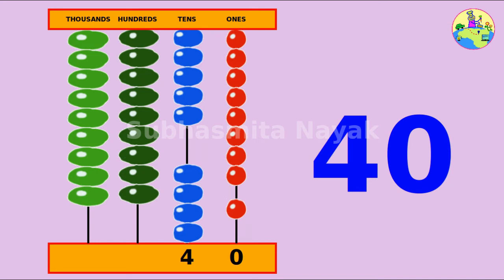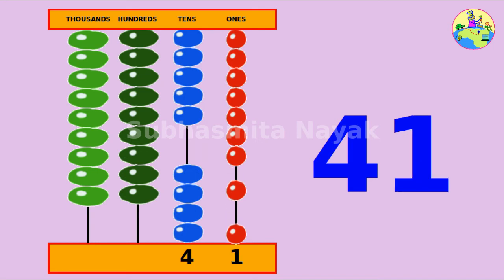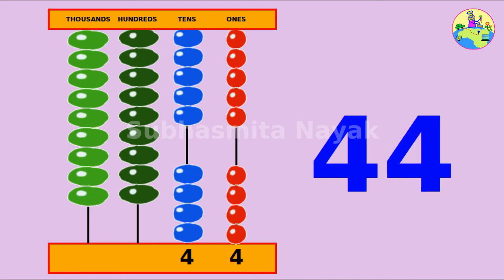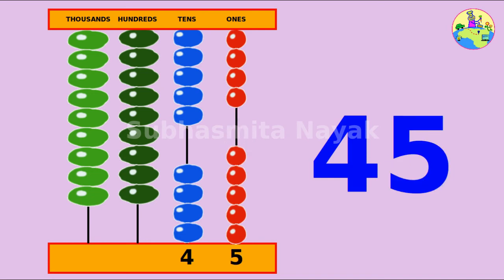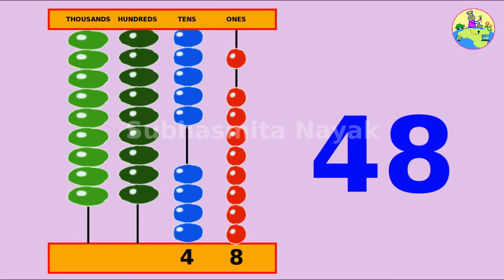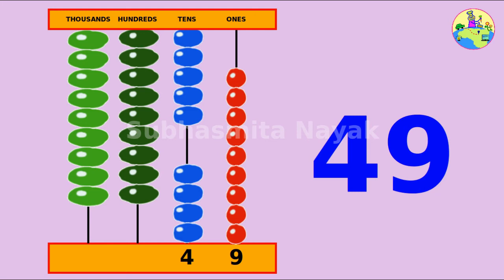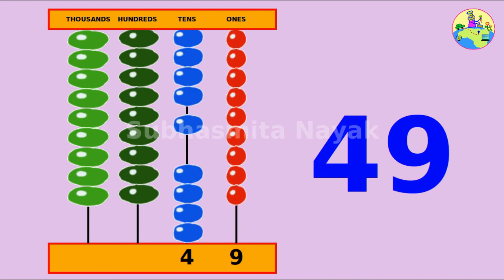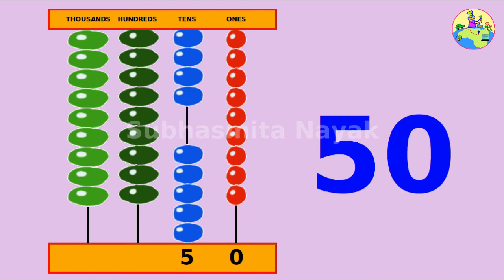This is 41, 42, 43, 44, 45, 46, 47, 48, 49. Now instead of 10 small beads, we will take one more big bead in tens place. So it is 50.